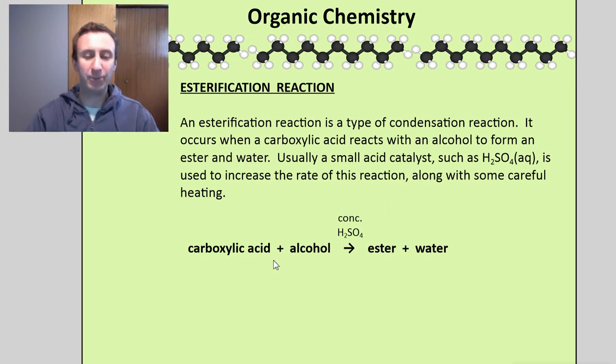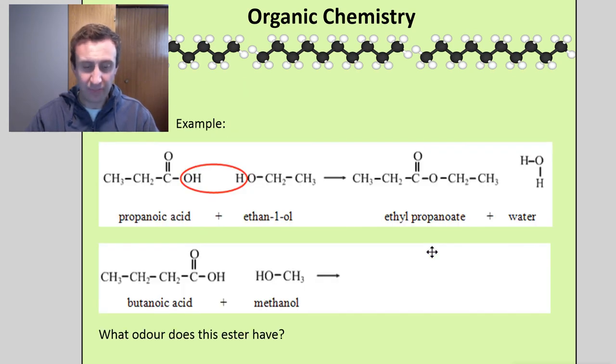So here's an example. If I have a more general formula, I guess would be a better way to put this. If I have a carboxylic acid and an alcohol reacting with sulfuric acid present, then I get an ester and water. It is always water for esterification. That's the byproduct in this condensation reaction.